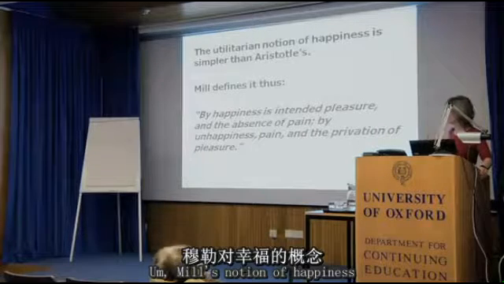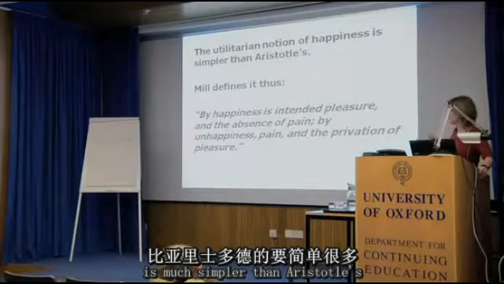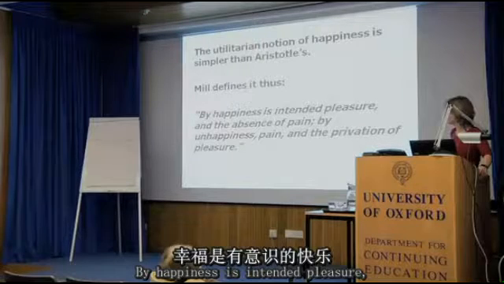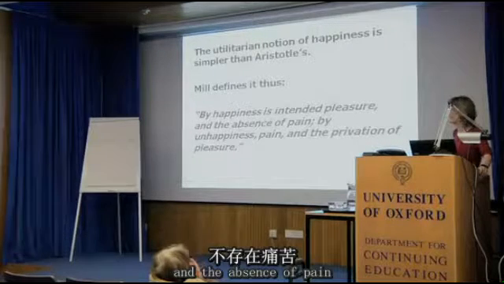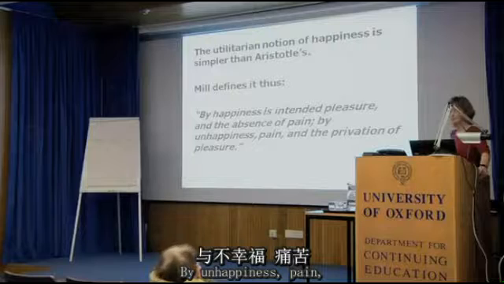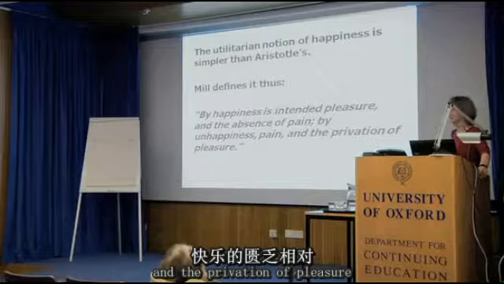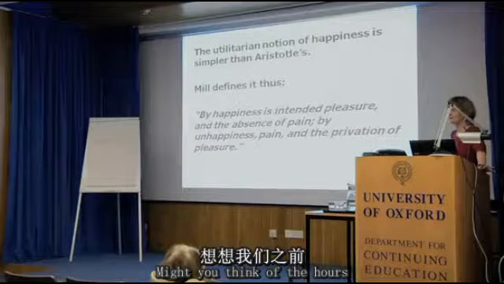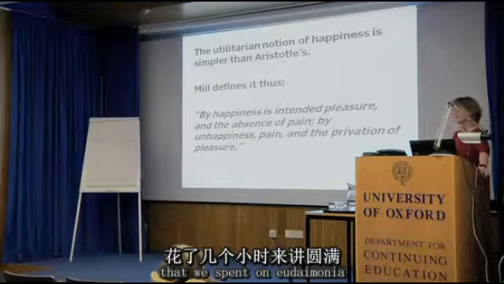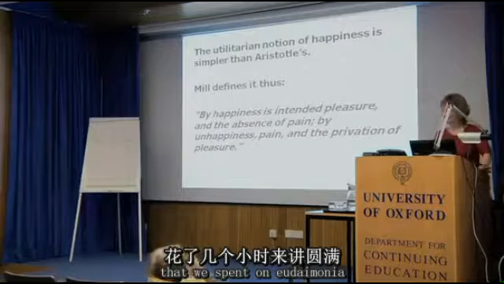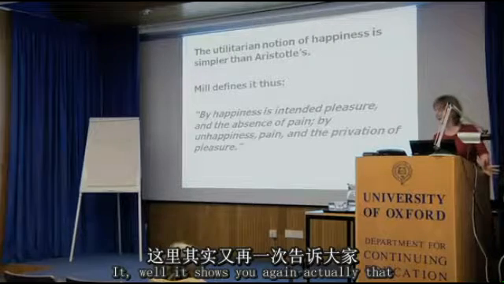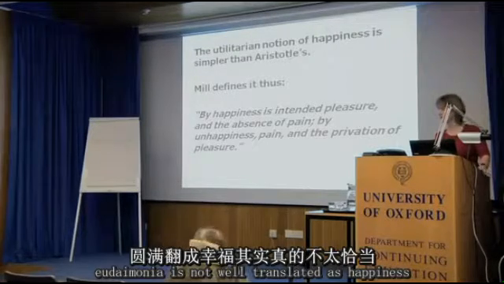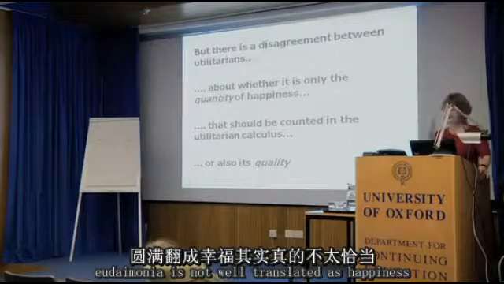Mill's notion of happiness is much simpler than Aristotle's. Here it is. By happiness is intended pleasure and the absence of pain. By unhappiness, pain and the privation of pleasure. Couldn't get much simpler than that, could you? And when you think of the hours that we spent on eudaimonia, it shows you again that eudaimonia is not well translated as happiness.